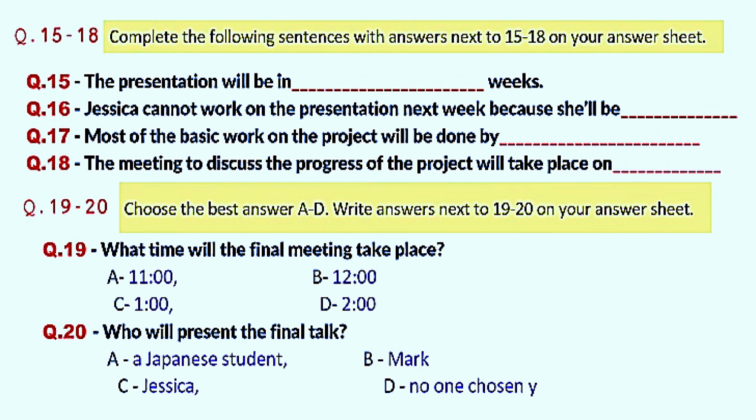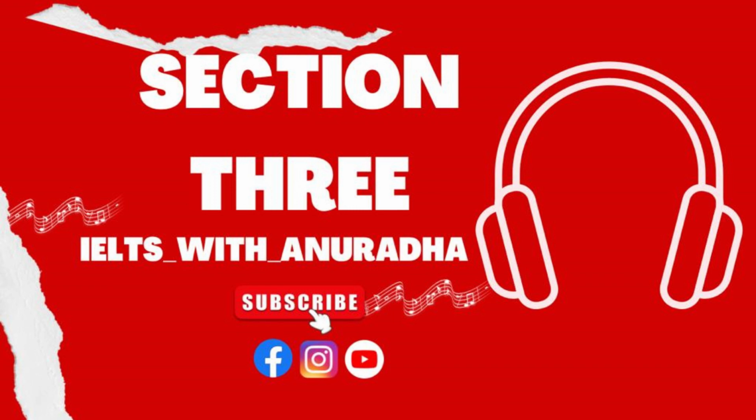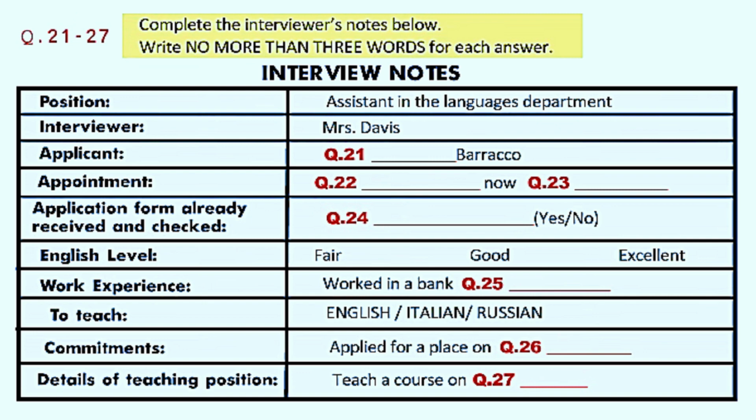That is the end of section 2. You will have half a minute to check your answers. Now turn to section 3. Section 3. You will hear a conversation between Mrs. Davis and a lady she is interviewing called Gina. First, you have some time to look at questions 21 to 27. Now listen carefully to the talk and answer questions 21 to 27.